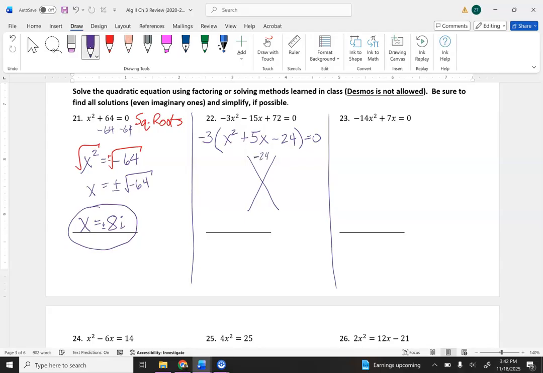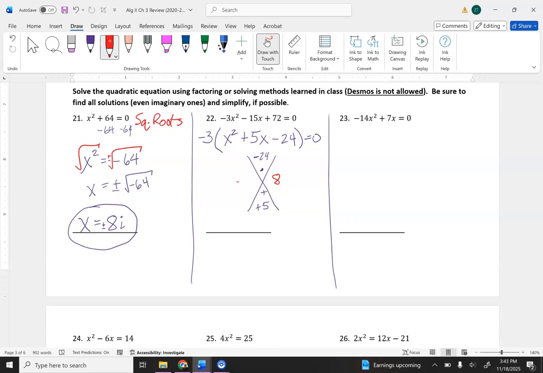Negative 24 is going to be our multiplication value. Positive 5 is going to be our addition value. So 2 numbers that multiply to make negative 24, but add to make 5. So 24 can be 1 times 24, can be 2 times 12, could be 3 times 8. Now, as soon as I hit 3 and 8, I'm like, okay, a 3 and an 8 could make a 5. The only way a 3 and an 8 could make a positive 5 is if the 3 was negative. All right, so that's our numbers.